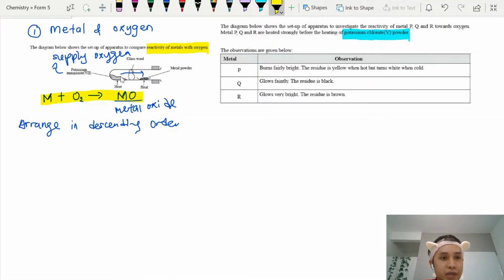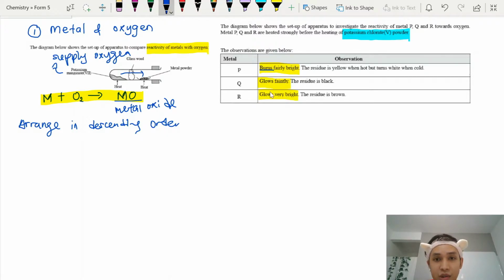So for the reaction of metal and oxygen, how can I know whether this fella is on top or bottom of the reactivity series? It's very simple. We straight away look at the reaction here. If you see this, we have burn, and then we have glow very brightly, and then glows faintly. This immediately tells me the reactivity of the metal straight away. So this is very reactive, because we are saying burn. Burn is more reactive, so this is on top of the series.